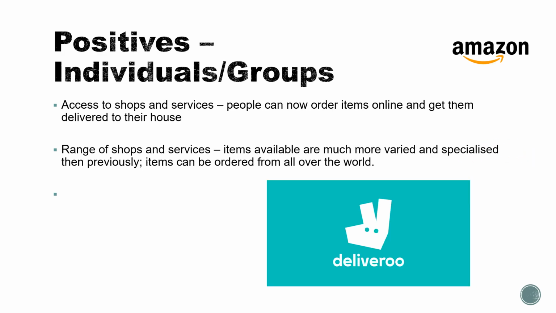So first of all, let's look at some of these positives. First, we're looking at access to shops and services. For example, people can order things online and have them delivered to their house. Where we say shops and services, this forms part of e-commerce, and e-commerce is buying and selling stuff online, but also providing services online. So you don't actually have to sell something to be an e-commerce site. In this particular example, I've got Amazon and Deliveroo, and I'm sure you can think of many others out there that provide home delivery.